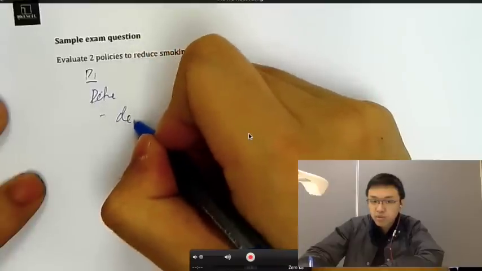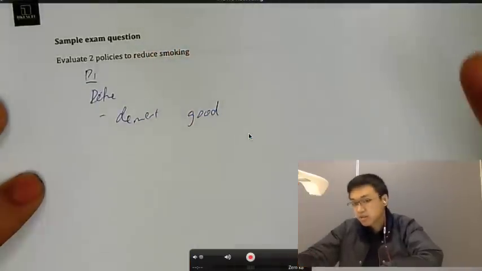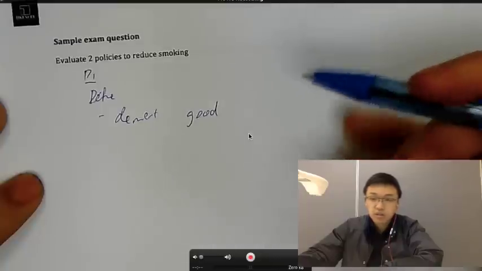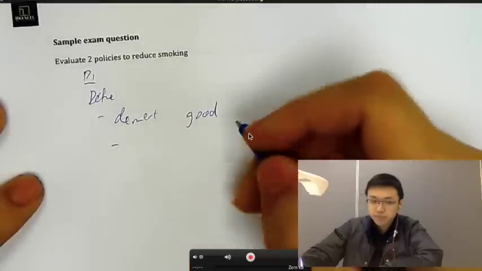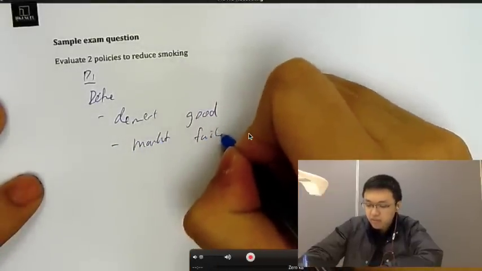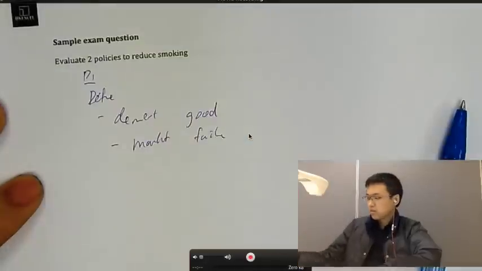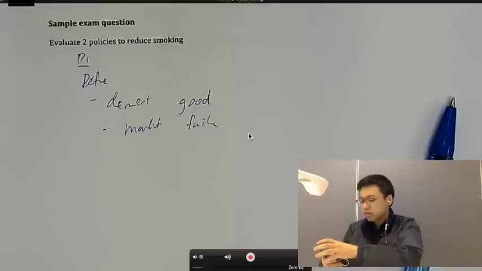I think most importantly is demerit good, right? Because cigarettes is a demerit good, so it is a good with negative consumption externalities, right? And then also market failure is also related, right? So because it has negative externalities, so it is clearly an example of market failure. Okay? Good?